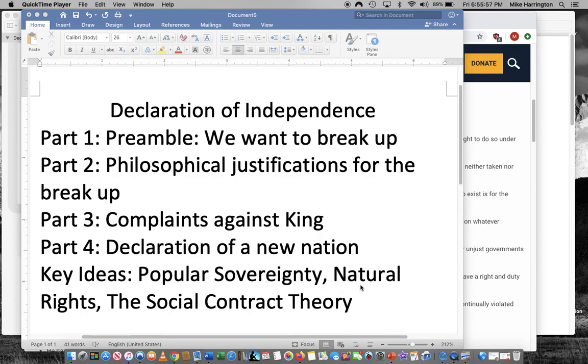Natural rights, these ideas that Americans, not Americans, humans have unalienable rights. Those are God-given rights. You're not given them, no one can take them away. And they're life, liberty, and property. And once again, we'll get to those too.